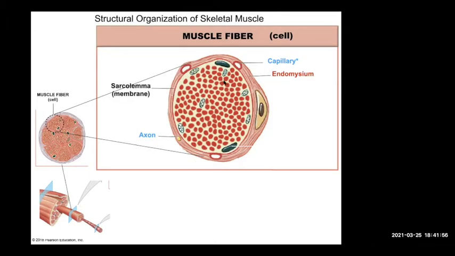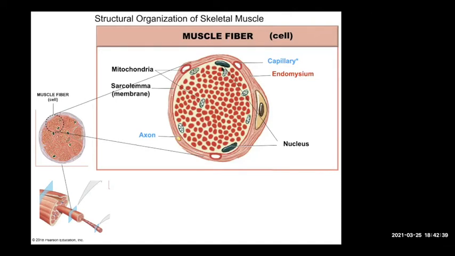Just deep to the endomysium is your cell membrane itself, right? In red here. So you've got the cell membrane called the sarcolemma, the specialized cell membrane that's going to be excitable. And then that's just deep to your endomysium. And then within here, you're going to have nuclei over here, right? Because you've gone from outside the cell to the cell membrane. Now we're looking at inside the cell, and we have the cell nucleus.